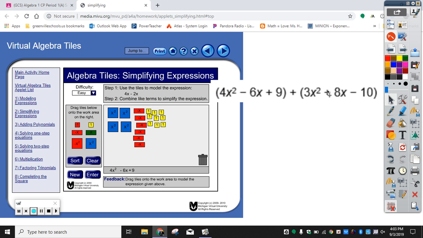I now need to represent my second polynomial. So 3x squared means 3 positive x squareds. 1, 2, 3. 8x means 8 positive x's. So 1, 2, 3, 4, 5, 6, 7, 8. And then negative or minus 10 would be 10 negative ones.